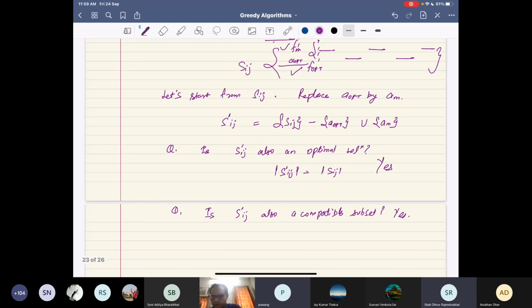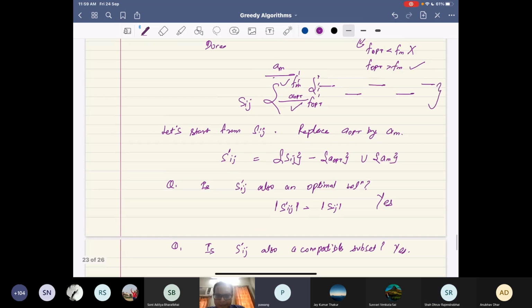Sir, here A opt is the first element of Sij. Yes, A opt is the first element of Sij. The one that finishes early also means that it starts the earliest. Okay.